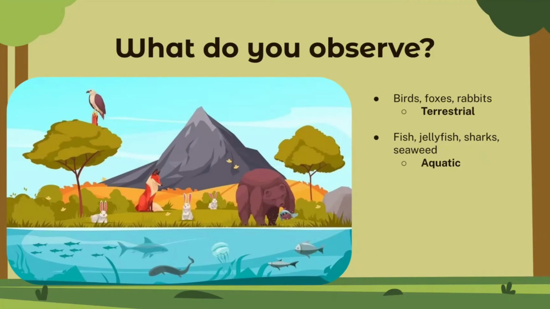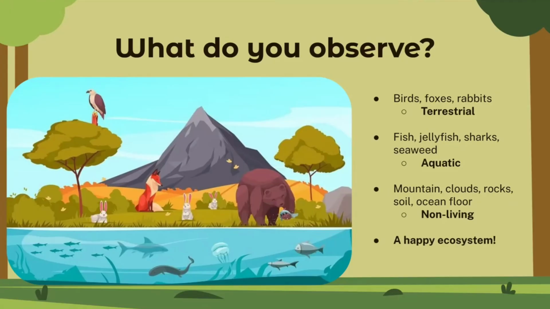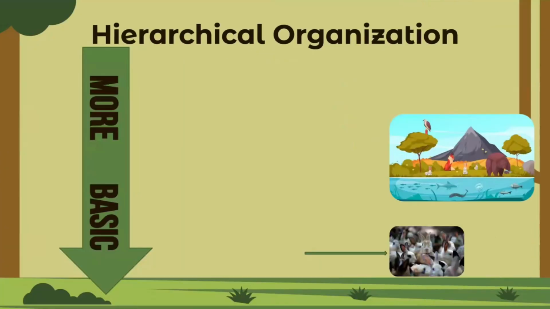Now, we also need to take notice of the non-living things in here. For example, the mountain in the background, the clouds, the ocean floor and the soil, those are all non-living components of an ecosystem. And what this is, it's a happy ecosystem. We've basically characterized this ecosystem by describing its living and non-living parts.